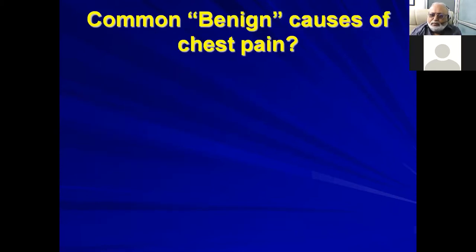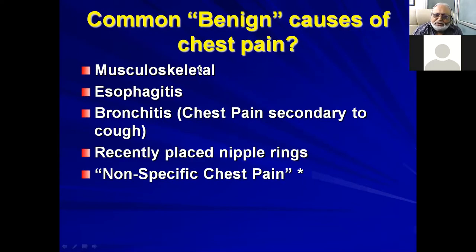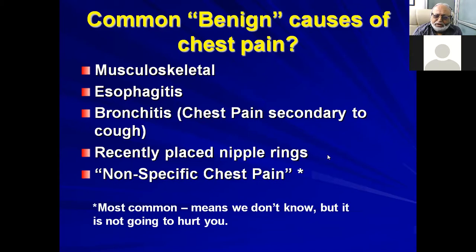Now, there are something called benign causes of chest pain, and this is basically musculoskeletal in nature, or simple esophagitis, or bronchitis, chest pain secondary to cough, or in some ladies who place nipple rings, or those hippies who place nipple rings, or so-called non-specific chest pain. And what do we mean by non-specific chest pain? In fact, that's the most common, means we don't know, but at least it is not going to hurt you. So that is also important to diagnose once you have ruled out major causes that can harm the patient.